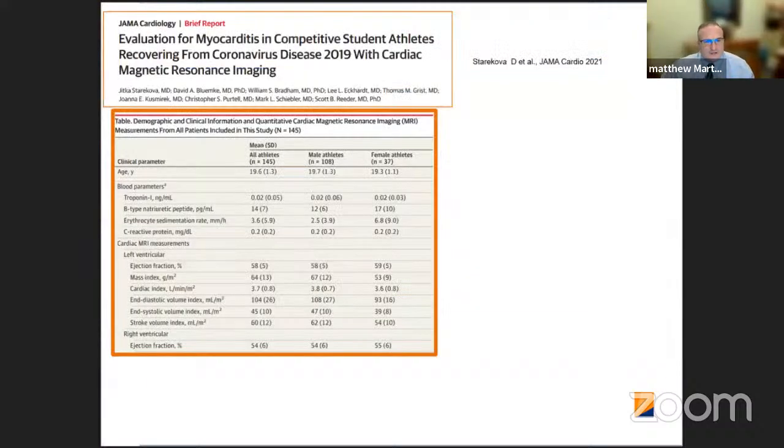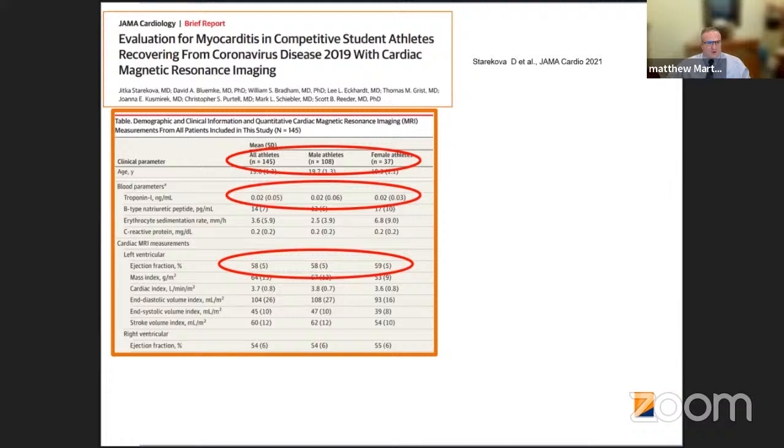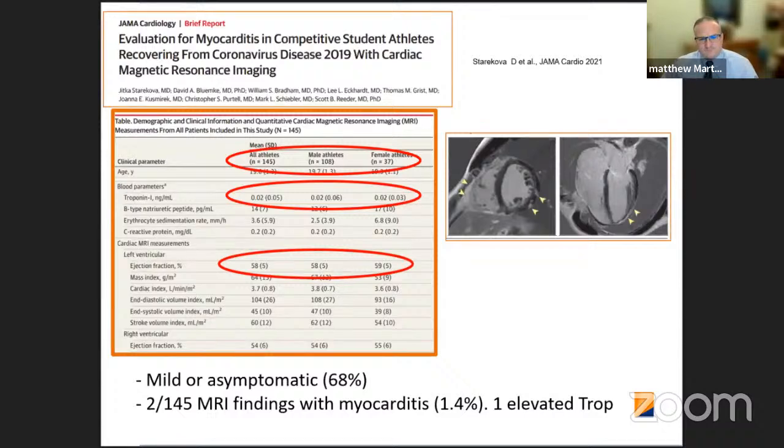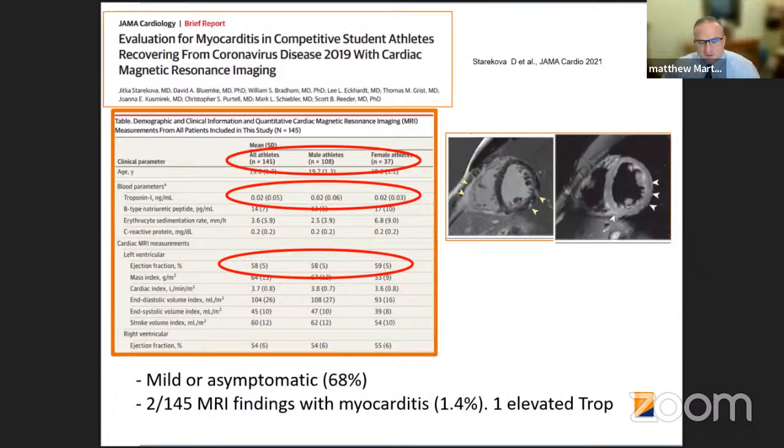So this data from 2021 in COVID, I think it was from Wisconsin, really helped me remind myself that if you look at a larger group, it sorts itself out. Almost 150 athletes, 2/3 of them male, ejection fractions were all normal, and mild increases in troponin in 1. The majority were asymptomatic, 2 of the 150 had MRI findings consistent with myocarditis, and one of the 2 had an elevated troponin. This was the one. If you can see this, clearly scar tissue consistent with myocarditis, a typical non-ischemic pattern, that increased T2 signal, for me, believable. 1 out of 145, I think that's real.